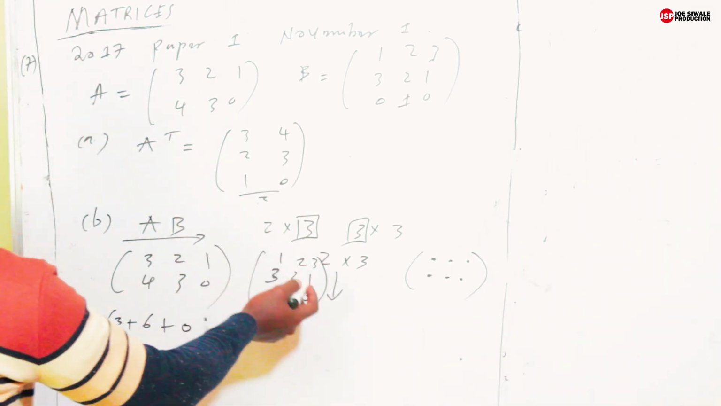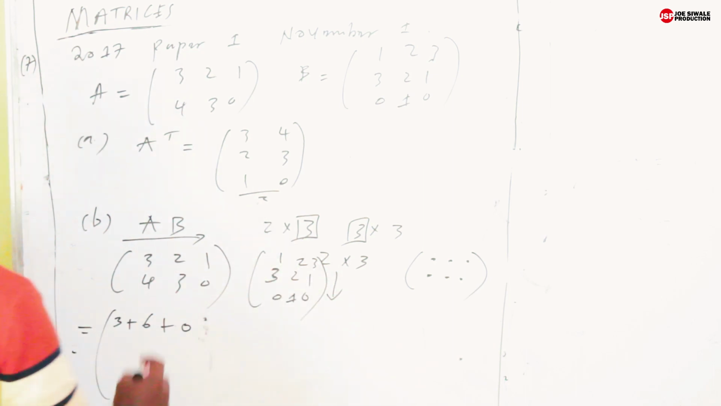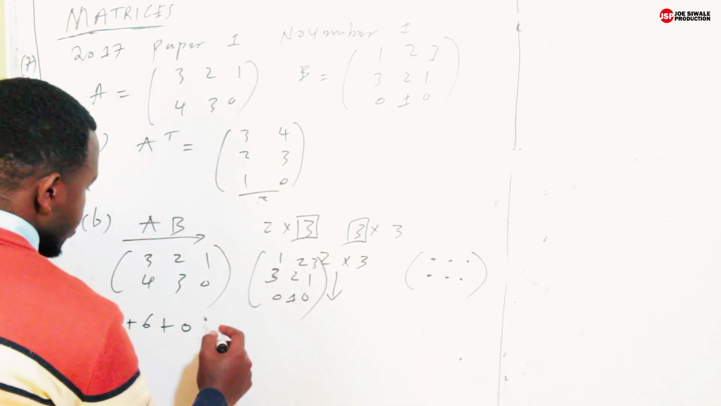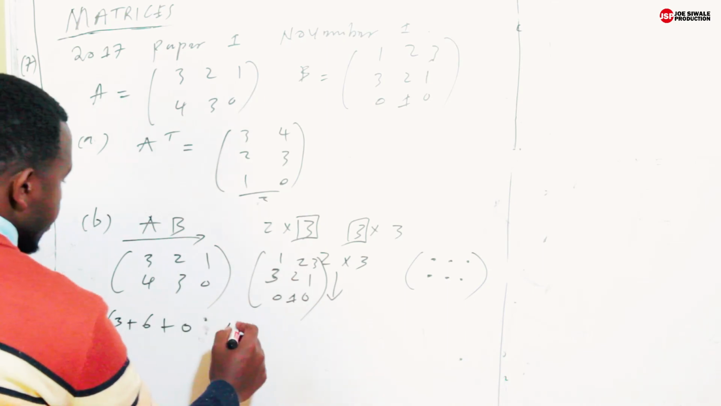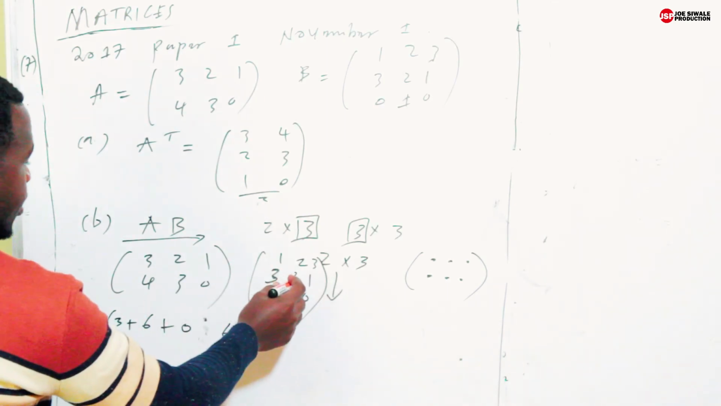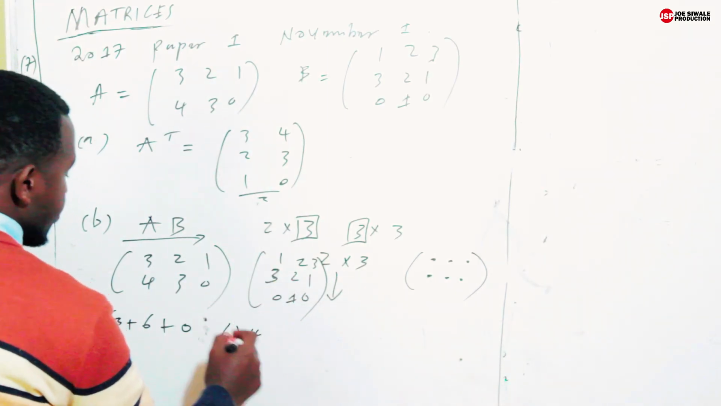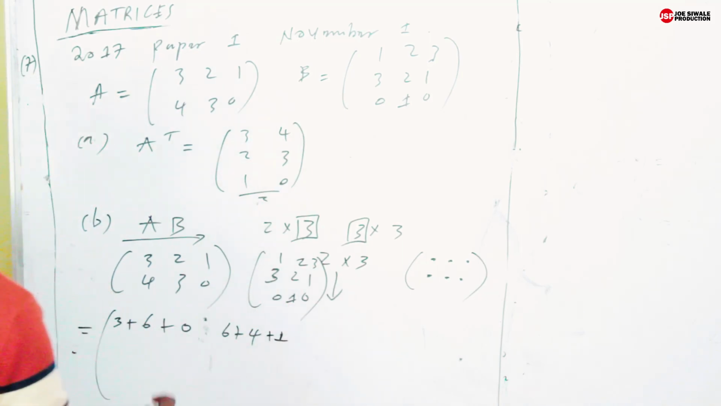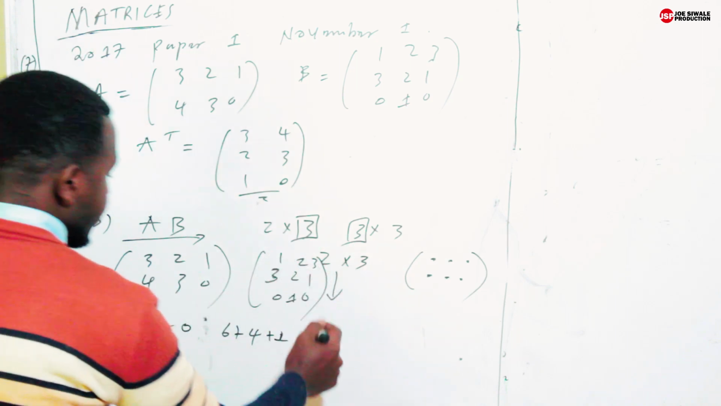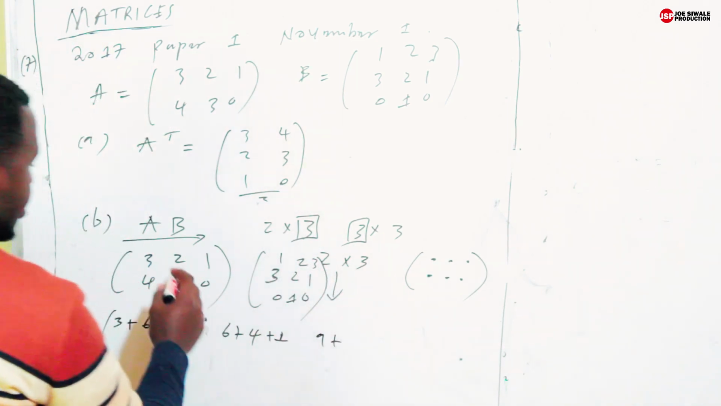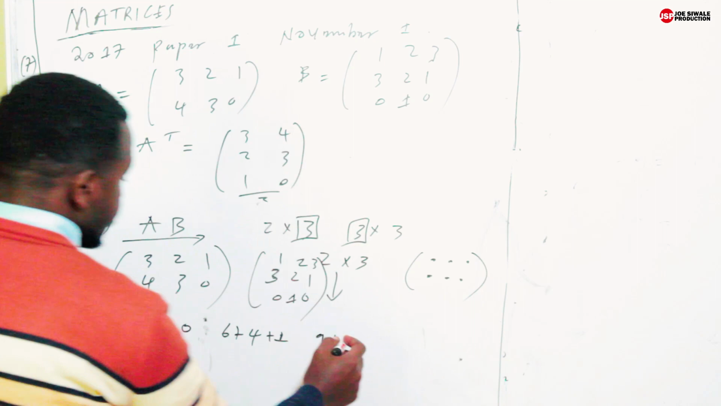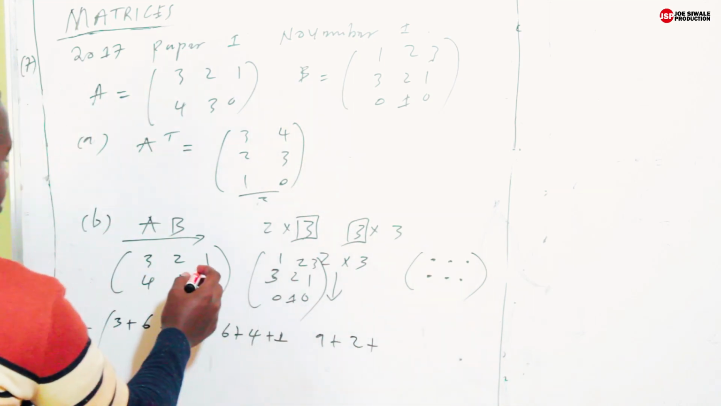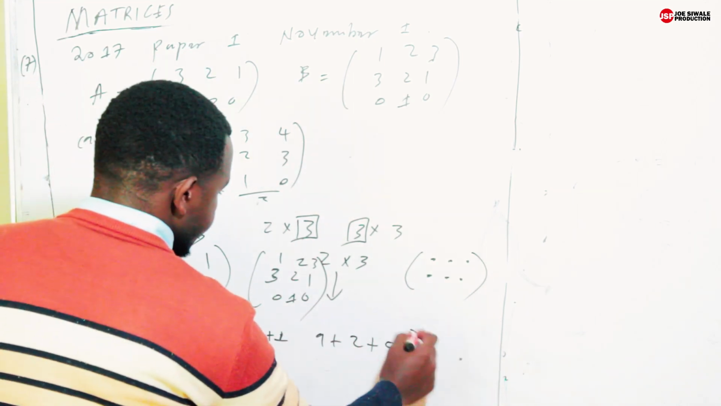Then we're going to go to the next column. We're going to say 3 multiplied by 2, we're going to have 6, plus 2 multiplied by 2, we're going to have 4, plus 1 multiplied by 1, we're going to have 1. Then we're going to say 3 multiplied by 3, we're going to have 9, plus 2 multiplied by 1, we're going to have 2, plus 1 multiplied by 0, we're going to have 0.